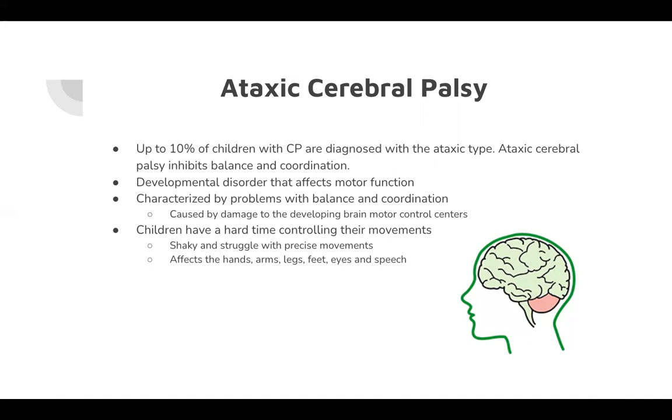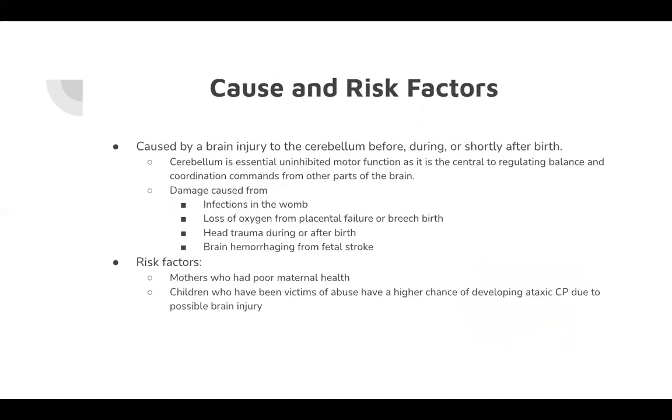They often are shaky and struggle with precise movements, and it can affect the hands, arms, legs, feet, eyes, and speech. Causes and risk factors. It is caused by a brain injury to the cerebellum before, during, or shortly after birth. The cerebellum is central to regulating balance and coordination commands from other parts of the brain. Damage can be caused by infections in the womb, loss of oxygen from placental failure or breech birth, head trauma during or after birth, or brain hemorrhaging from fetal stroke.